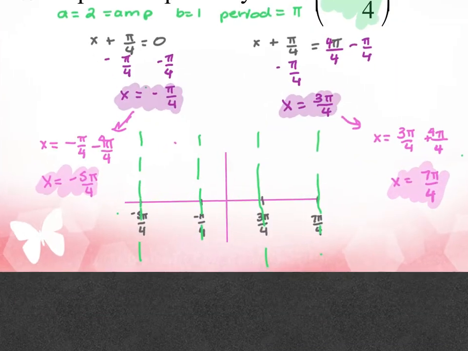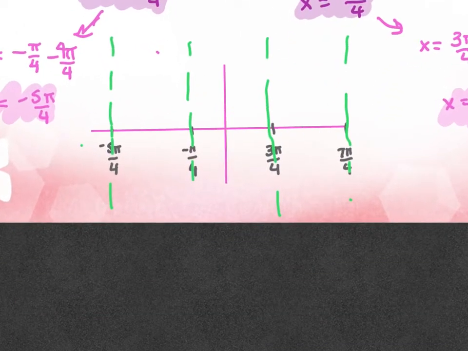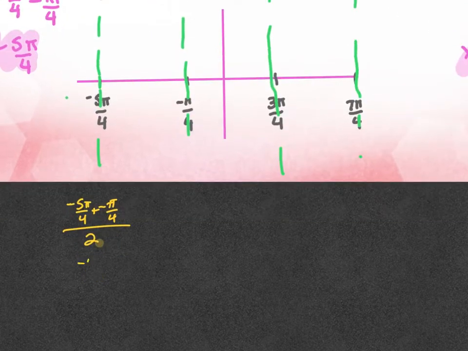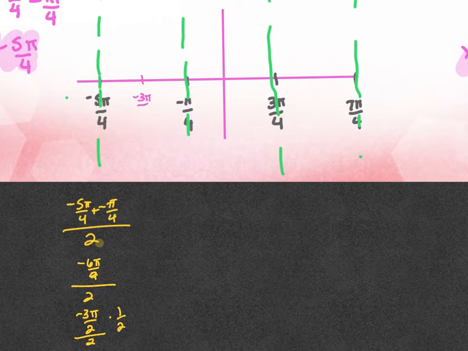Okay, so now I gotta find the points in between, which is a little bit less obvious because they're not whole numbers. But you could either, obviously, some of you can figure this out. But the rest of you can use negative 5 pi over 4 plus negative pi over 4 and divide it by 2. So I'm going to find the midpoint by adding them and dividing by 2. So I'd get negative 6 pi over 4 over 2, which is negative 3 pi over 2, multiplied by a half, and I get negative 3 pi over 4.